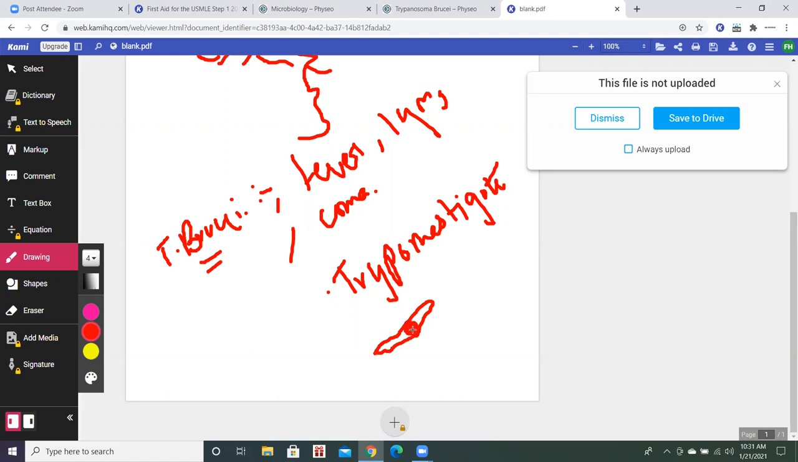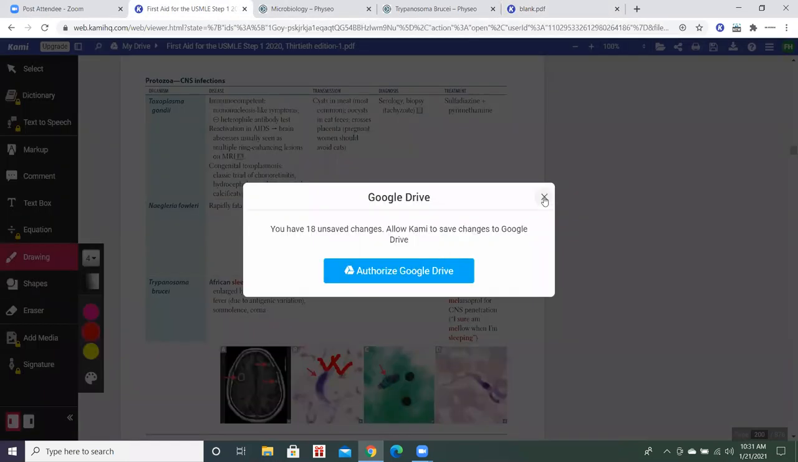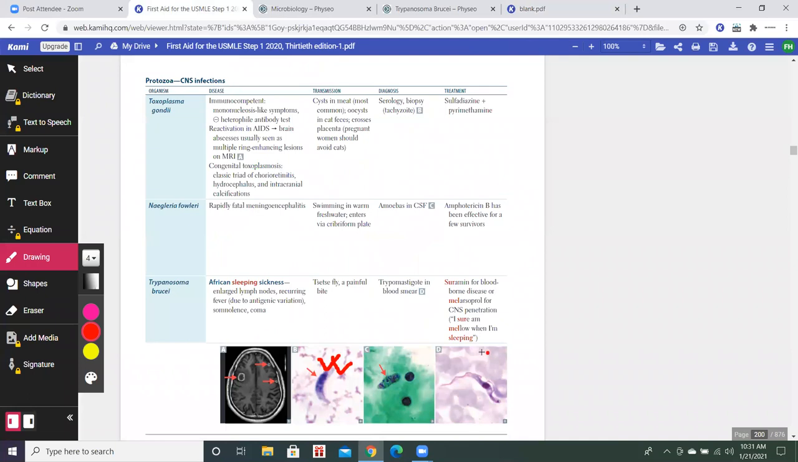This weird flail sort of a pipe-like appearance with a big flagella like this. This is how a trypomastigote looks. Okay, so basically this is how it will look. This is a trypomastigote. This is what you see in Trypanosoma brucei. Okay.